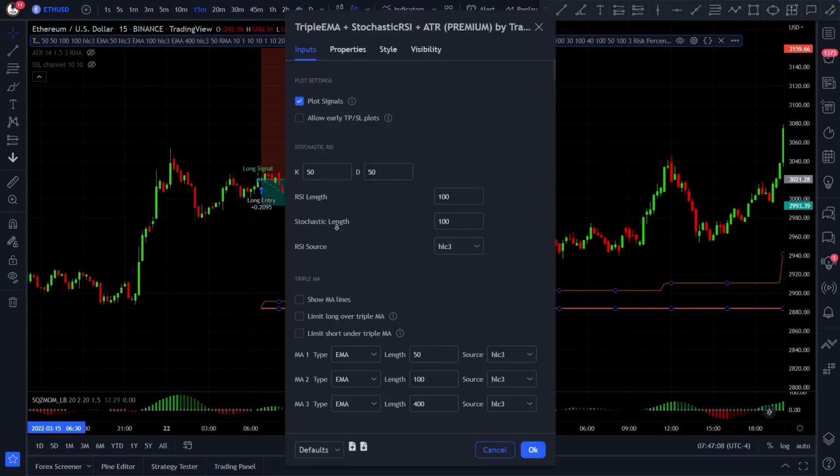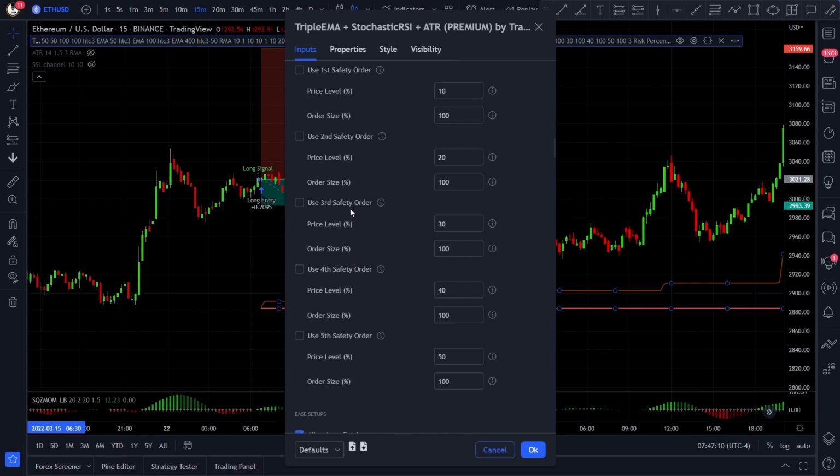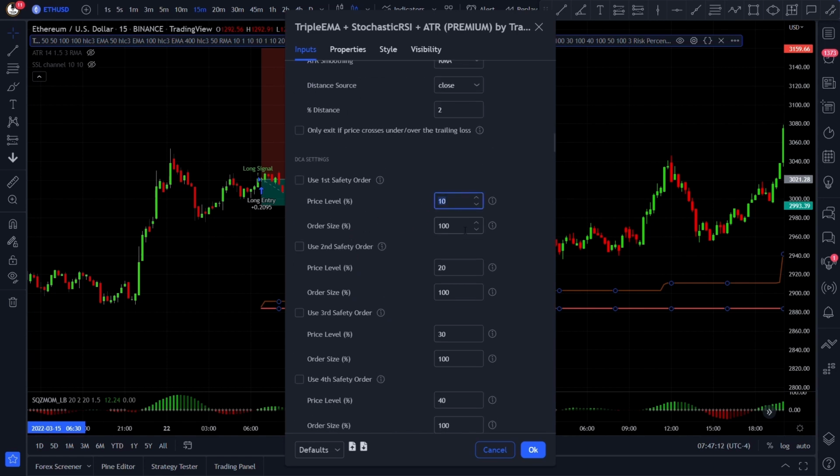Going back to the DCA settings, the price level percentage represents at what price drop we want to enter. Keep in mind, we are still using the distance between the entry and the stop loss level as 100%. So we have to set this value to 20.